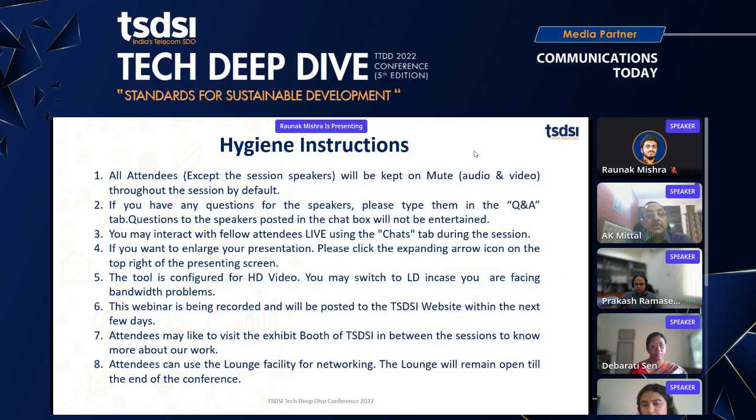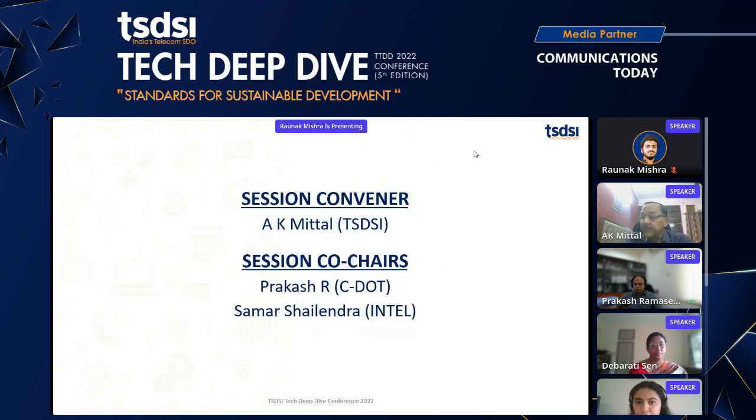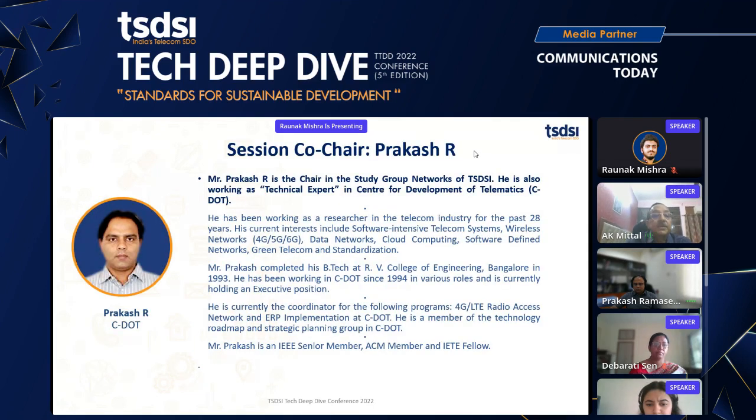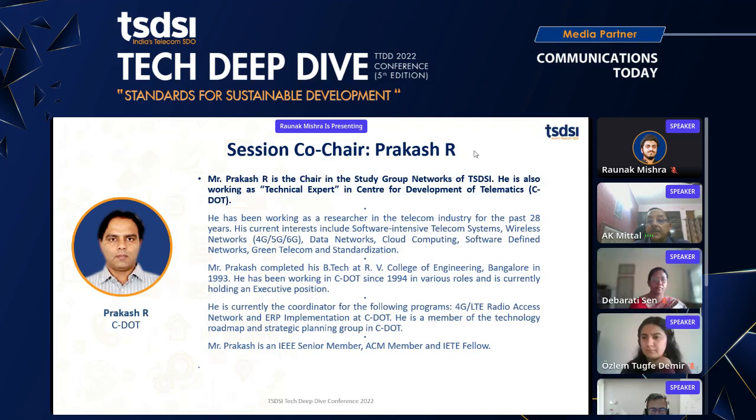Now, this day has been kept fully for 6G. In the morning, we had a session on AIML. This second session of the day has the topic 6G vision in air interfaces and network architectures, for which we have a lineup of distinguished, esteemed speakers. I am the convener, and the session co-chairs are Mr. Prakash R from CDOT and Mr. Samar Sharendra from Intel India. Let me introduce Mr. Prakash and Mr. Samar.